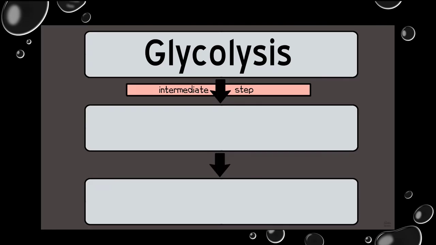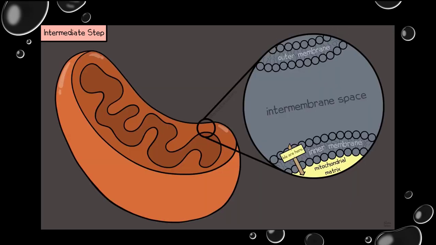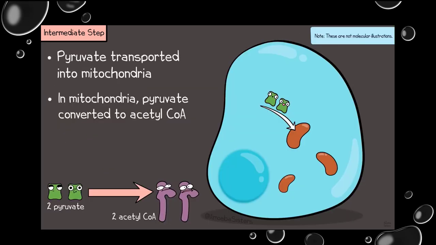Now an intermediate step occurs. The 2 pyruvate are transported by active transport into the mitochondria, specifically the mitochondrial matrix. In the mitochondria, pyruvate is oxidized. The 2 pyruvate are converted to 2 acetyl-CoA, which will be used by the next step. Carbon dioxide is released and 2 NADH are produced.